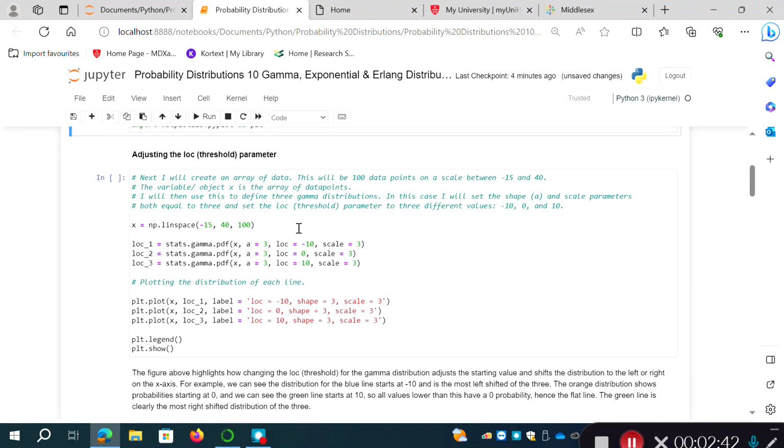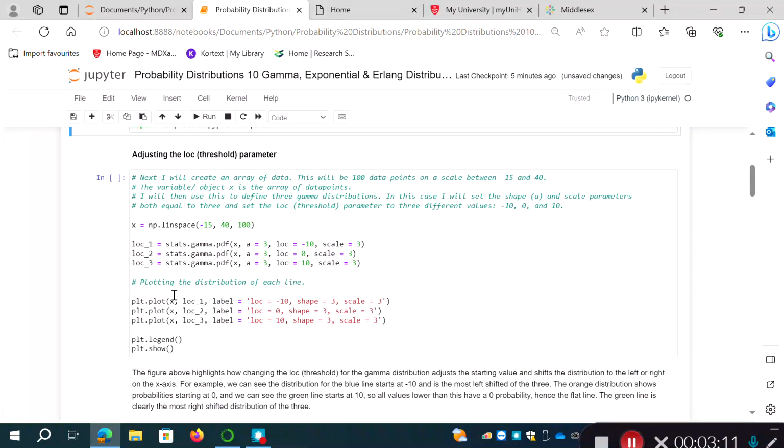In this case, I'll set the shape and the scale parameters both equal to 3, and set the loc, the threshold parameter, to 3 different values. Those values are going to be -10, 0, and 10, and we'll look at how the loc basically shifts the distribution left and right. So I'm creating a new object called x using the numpy linspace between -15 and 40, 100 data points.